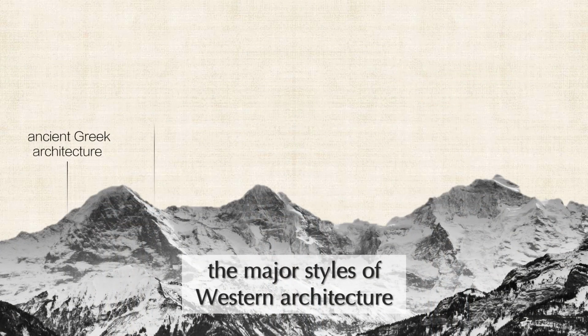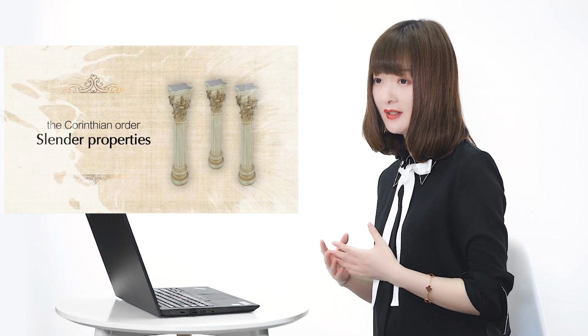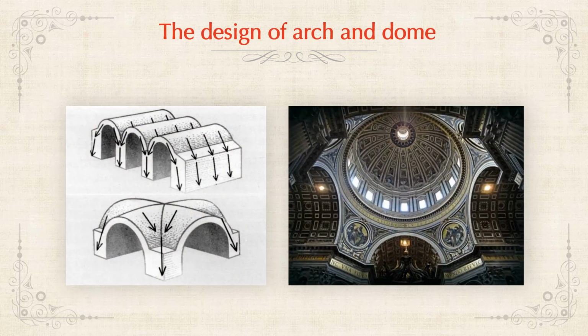Later, ancient Roman architecture had borrowed heavily from Greek architecture, especially the Corinthian order, perhaps due to its slender properties. But soon the Romans tried to adopt their own styles, for instance, the use of concrete and the use of bricks and marbles. The buildings looked more imposing and well-engineered with a design of arch and dome.